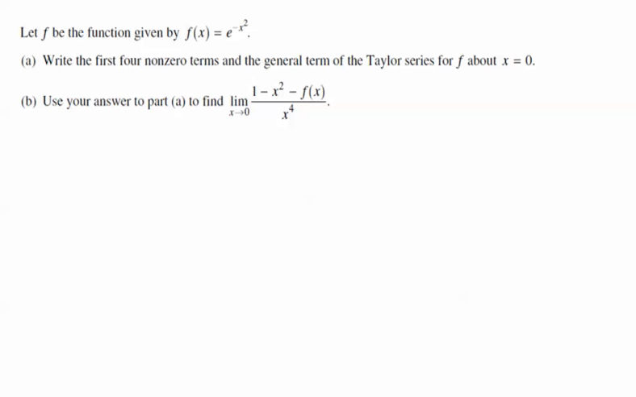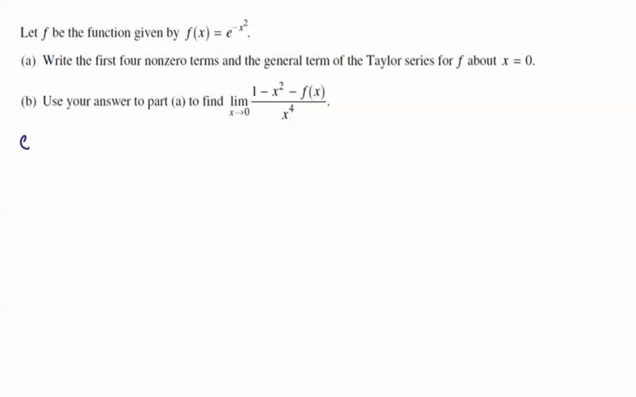In this problem we have f, the function given by f of x equals e to the negative x squared. We want to write the first four non-zero terms and the general term of the Taylor series for f about x equals 0. Alright, so we're going to start with what we know.